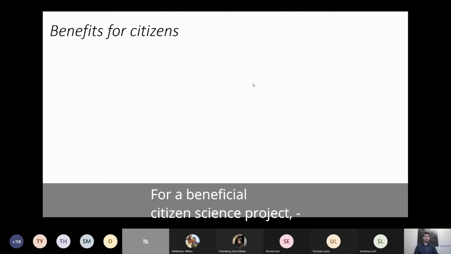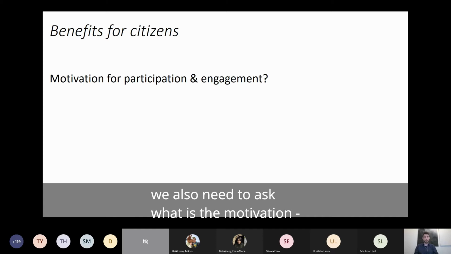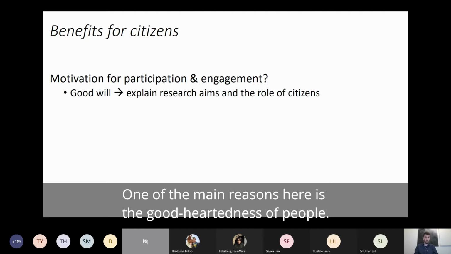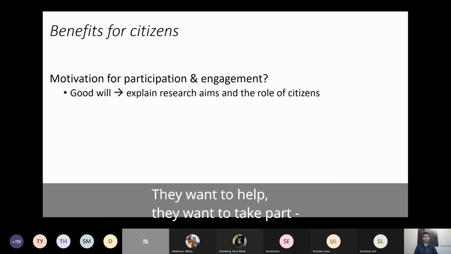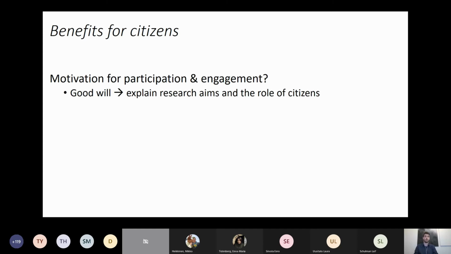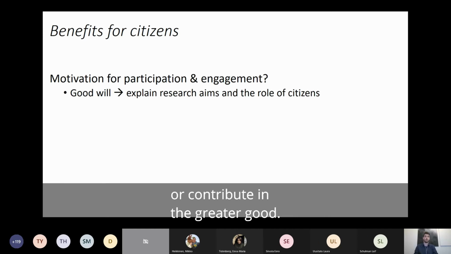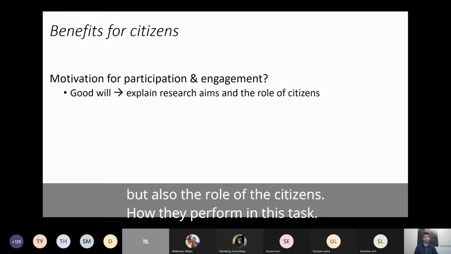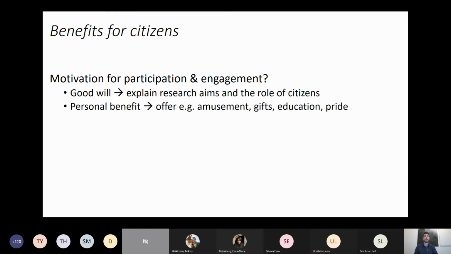But for a beneficial citizen science project, we also need to ask what the motivation is to participate and engage in the project. And one of the main reasons here is the good-heartedness of people. They want to help, they want to take part and contribute to the greater good. And this, for us, means that we need to explain well the research aims, but also the role of the citizens, how they perform in this task.